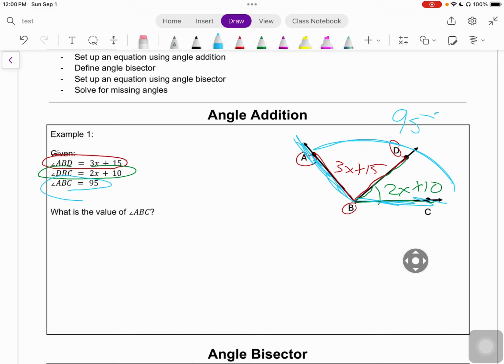And what we want to make sure that we understand, at least what we're capable of here, is visualizing that these two smaller angles, the 3x plus 15 and the 2x plus 10, when I add them together, they make up this 95. That's going to help us set up our equation. So the question does say what's the value of ABC. It really should just say what's the value of x, because we know ABC is 95. So we're going to set up 3x plus 15 plus 2x plus 10 equals 95.